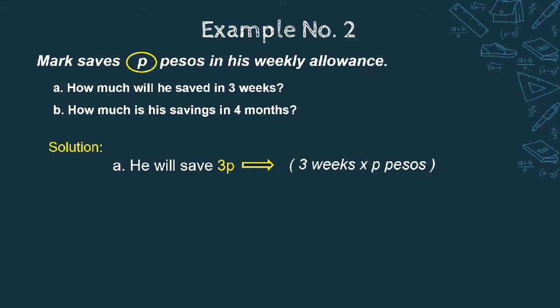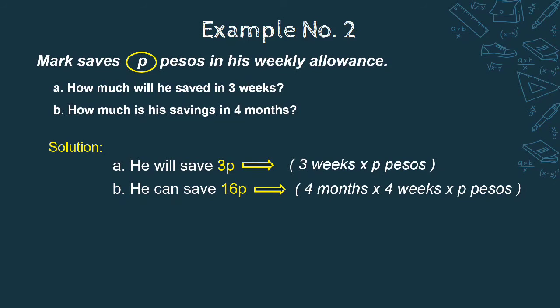And for letter B, he can save 16P. We get that by multiplying 4 months by 4 weeks, because in a month we have 4 weeks. Then times P pesos. So it would be 4 times 4, which is equivalent to 16, times the P for the peso, and that would be 16P.